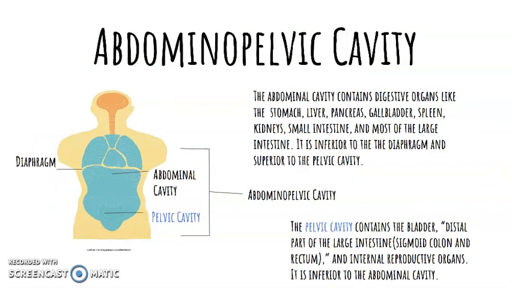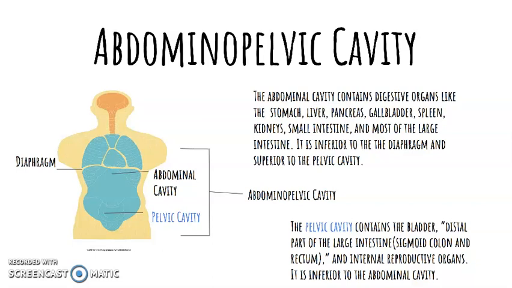And lastly, the abdominopelvic cavity has two cavities, which are the abdominal cavity and the pelvic cavity. So the abdominal cavity contains digestive organs like the stomach, liver, pancreas, gallbladder, spleen, kidneys, small intestine, and most of the large intestine, but not all of the large intestine. It is also inferior to the diaphragm and superior to the pelvic cavity.